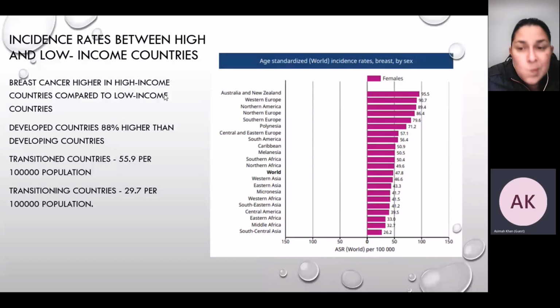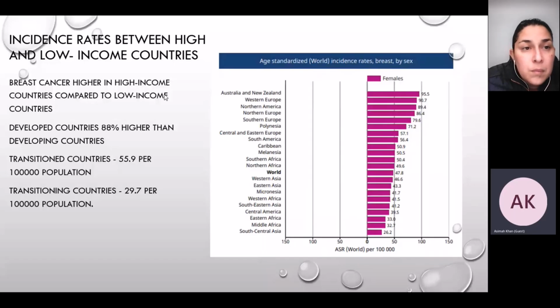The highest incidence rate for 2020 was more than 80 per 100,000 population in high-income countries, such as Australia, New Zealand, North America, and Europe, with Belgium recording the highest incidence globally. The lowest incidence rates were less than 40 per 100,000 population in low-income countries such as those in Africa and Asia. The mortality rates, however, are vice versa in comparison.